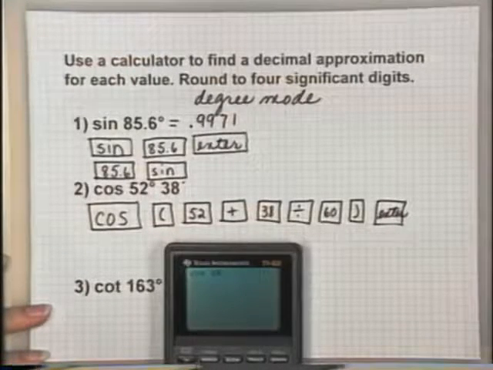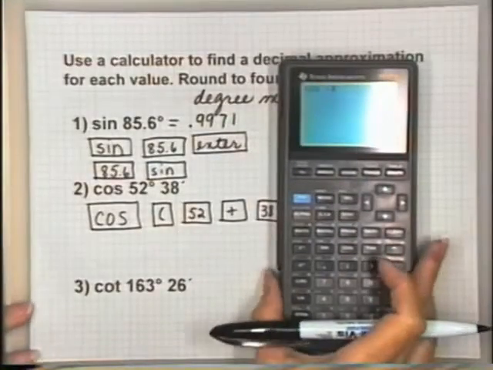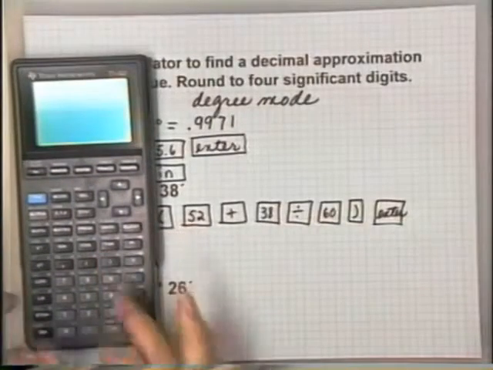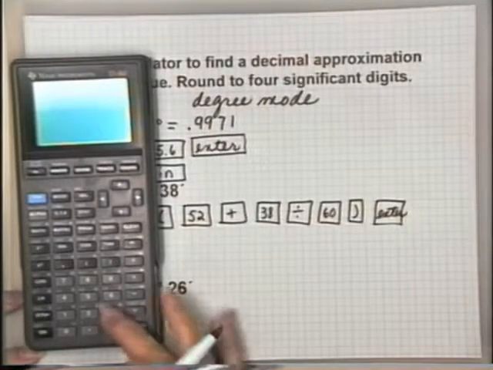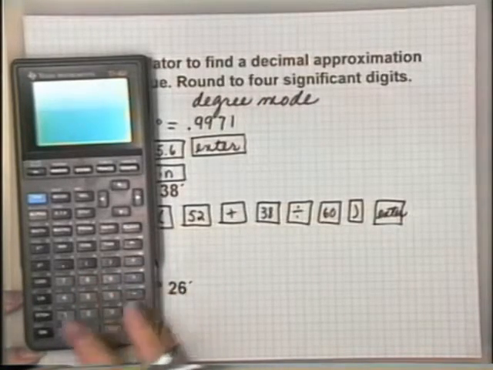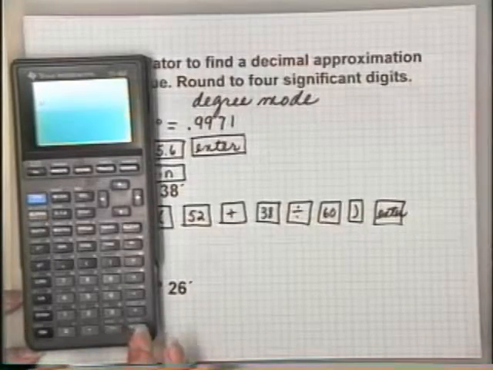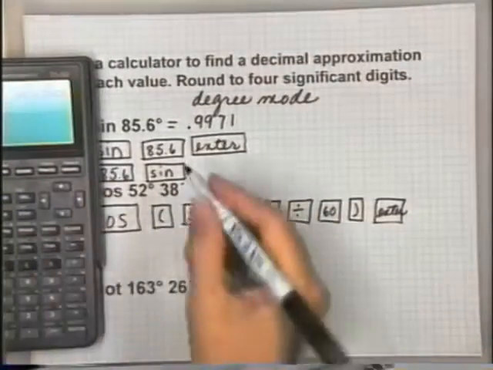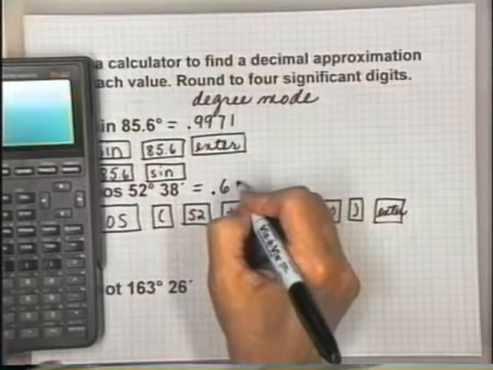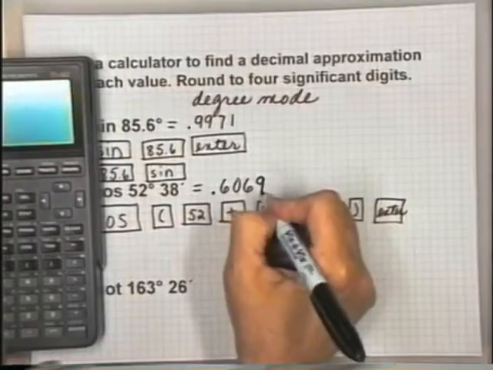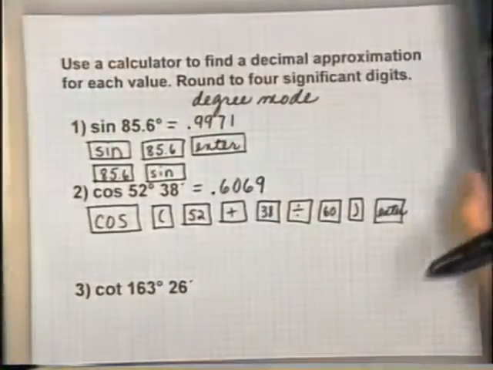Cosine, parentheses. On this calculator, the parentheses are right here. You'll just have to look and find your parentheses. And then the 52 plus 38 divided by 60, close parentheses, and push enter, and we get a value of decimal 6069 rounded to 4 significant digits.